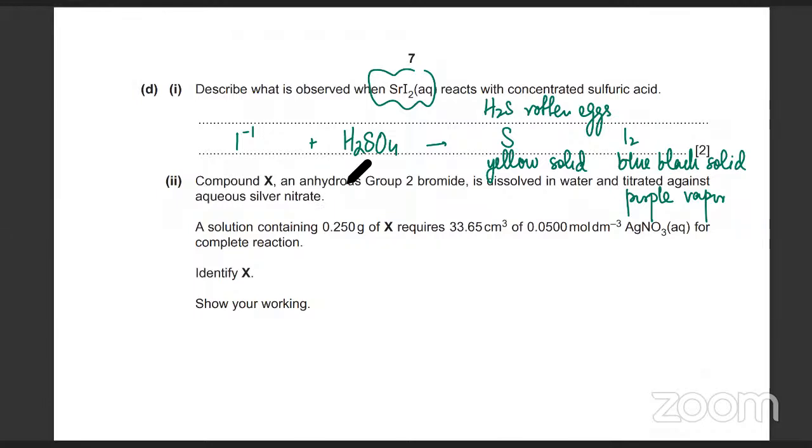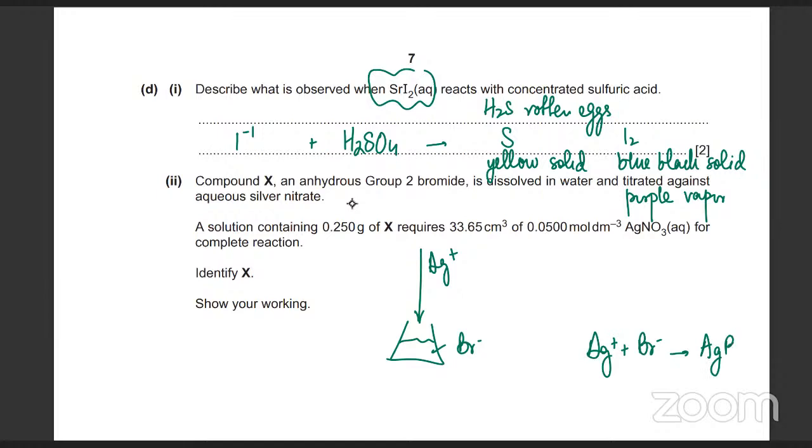As the next one, compound X, an anhydrous group 2 bromide, is dissolved in water and titrated against silver nitrate. So there's a bromide which is titrated with silver nitrate, so silver ions. So basically this is the reaction. You'll get a precipitate: Ag+1 and Br-1 will combine to form AgBr.